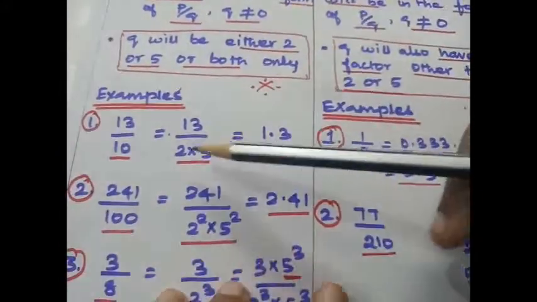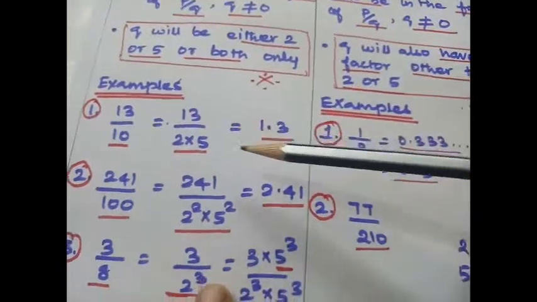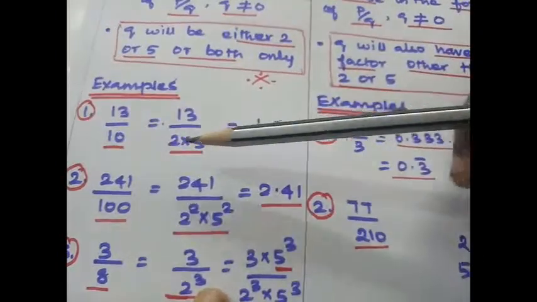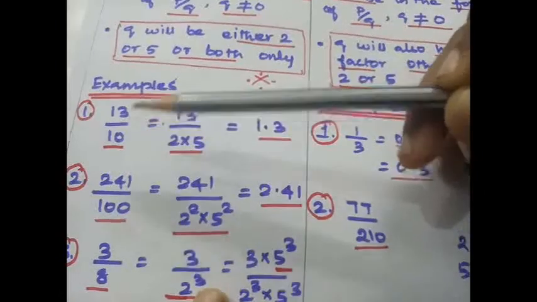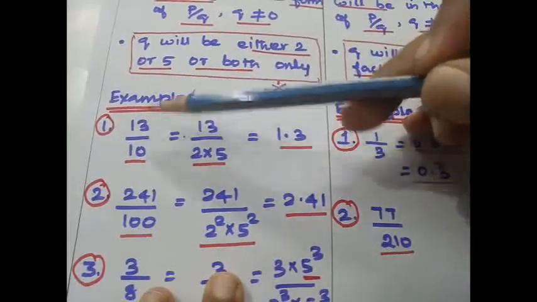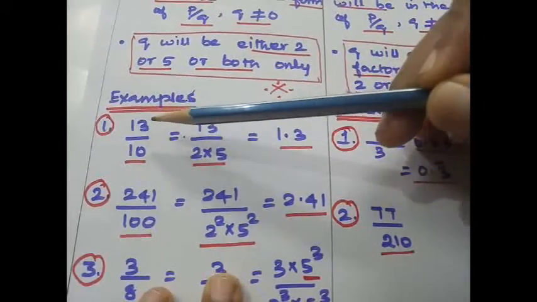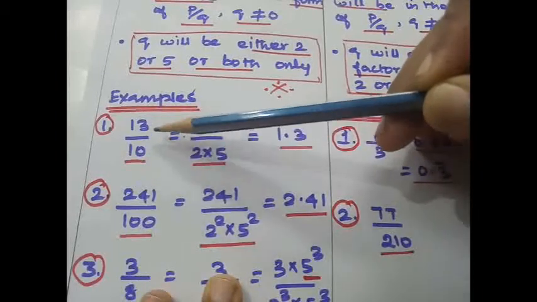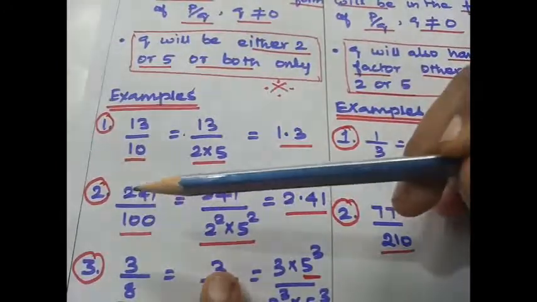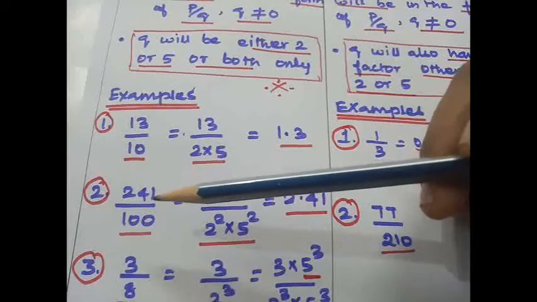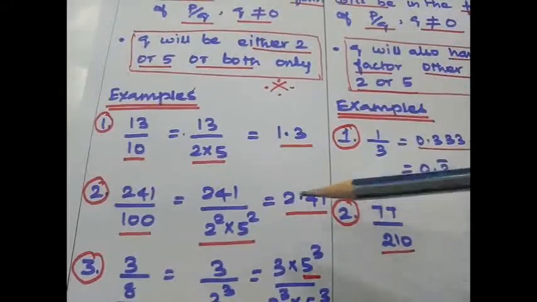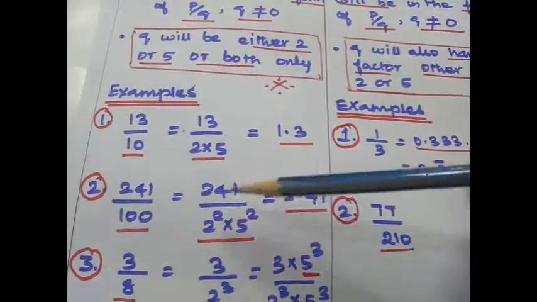First we can see example 1 for terminating decimal expansion. 13 by 10. Just factorize this 10, you have 2 into 5. For a whole number, the decimal point is at the end of the digit. If you divide by 10, it moves one digit before, so you have 1.3. Like this, if you divide 241 by 100, the decimal point is at the end of the digit, so 2 digits move before, so you have 2.41. If you factorize this 100, you have 2 power 2, 5 power 2.